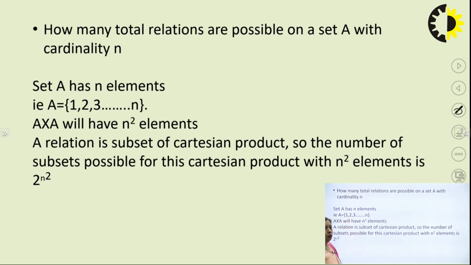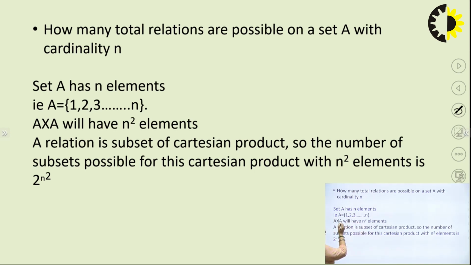Now if I want to ask this, that what will be the cardinality or what will be the number of relations which are possible on a set A with cardinality n. Cardinality means the number of elements in the set. So we are saying that if a set A has n elements, then on this set A, how many total relations are possible? Now let's see how can we calculate this.